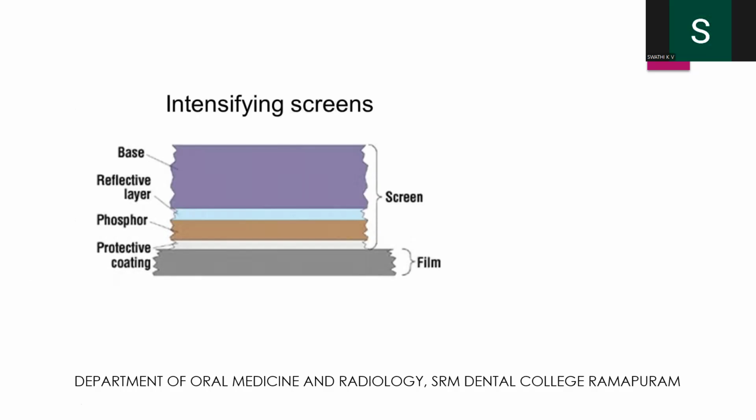So this is a schematic representation to show the composition of an intensifying screen, which contains a base, a reflective layer, a phosphor coat, and protective coating. So intensifying screens are used along with a cassette in extraoral radiography for extraoral films. It basically creates an image receptor system which is more sensitive to the X-ray exposure.